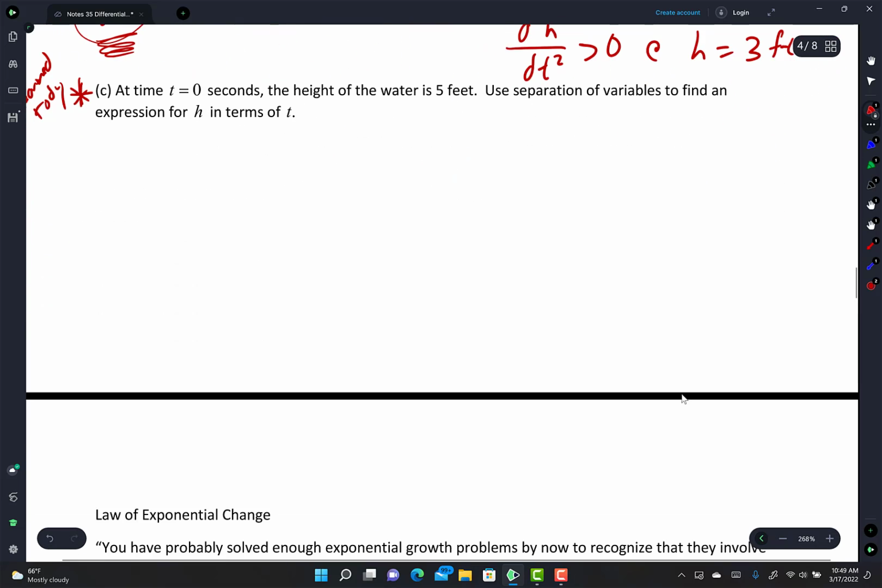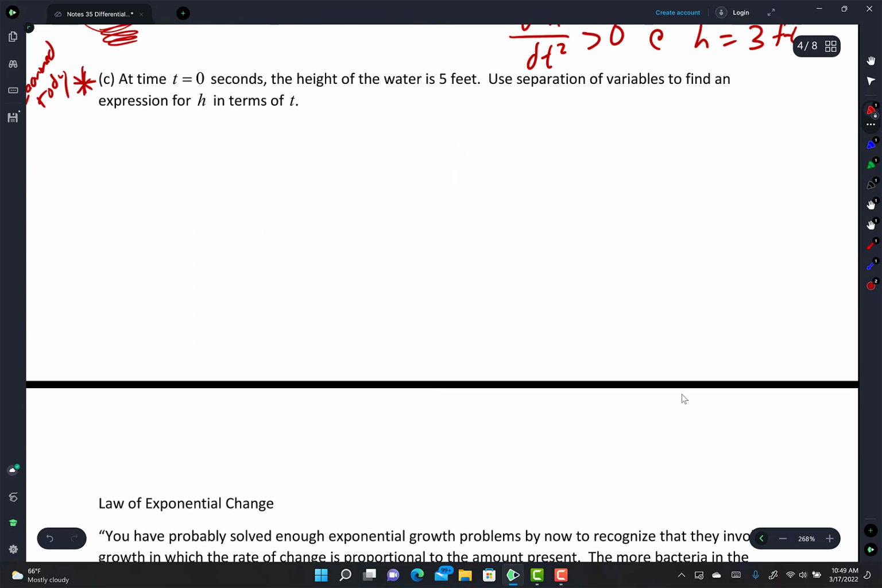All right, here we go. Last one. At time t equals 0, and I know that I just put you guys on the spot, the height of the water is 5 feet. Use separation of variables to find an expression of h in terms of t. Do you guys want to lead me on this one? So what do they want? An expression of h in terms of t. They want h of t, right? Okay, so tell me, what do they give me?